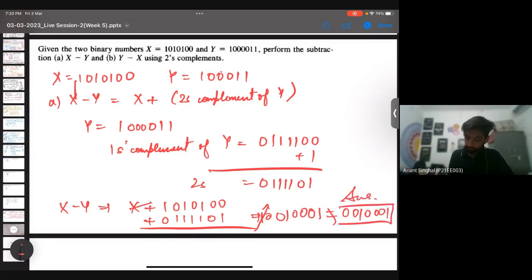These are the signed bits. So the answer to this question is directly, after discarding the carry bit, whatever comes is the answer. And if we are not getting a carry, then we need to calculate the 2's complement again. That will be the final answer, which will be the case for y minus x. I'll do that maybe on some other page.